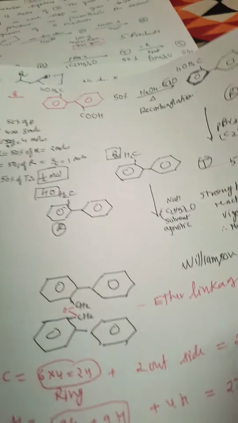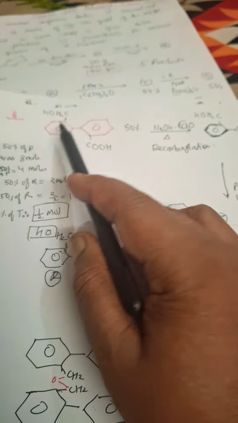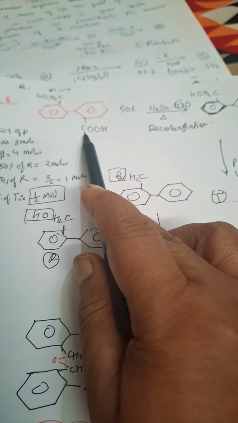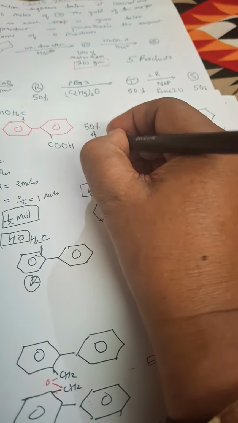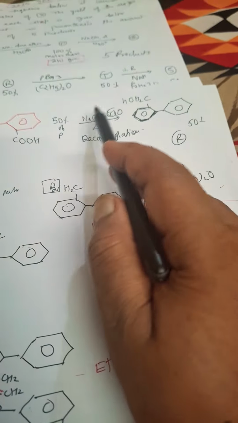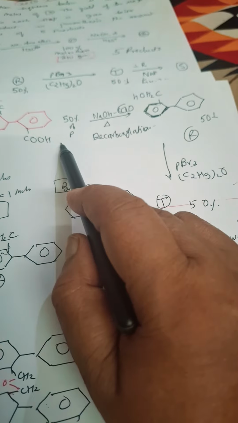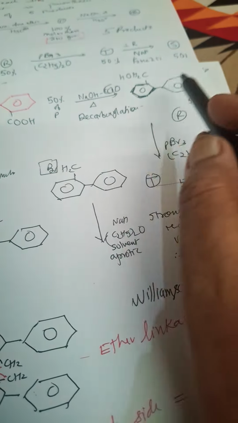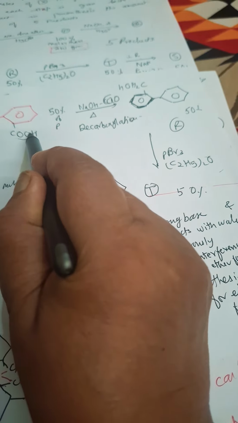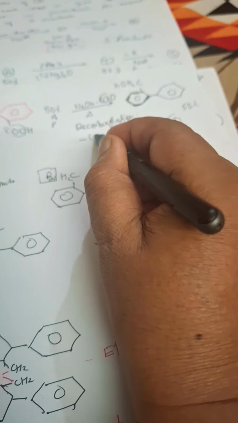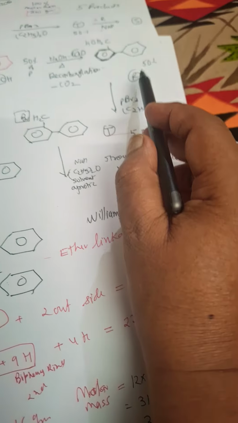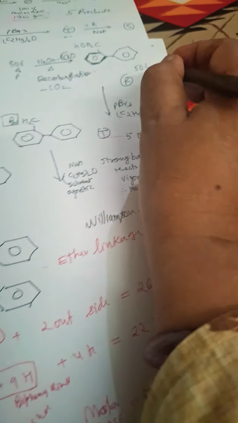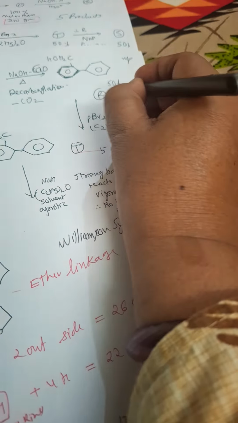Okay, now we will go further. Now this CH2OH group and COOH group are both present over here. They are 50% of P, I am writing it so that it will be very easy for you. Now NaOH and CaO, so decarboxylation takes place in the presence of soda lime, so carbon dioxide will be lost. Okay, so now there will be no COOH group remaining here. This is R. This is also 50% of Q.